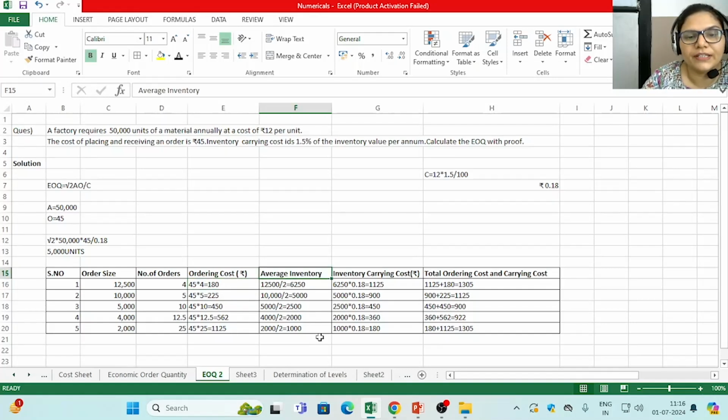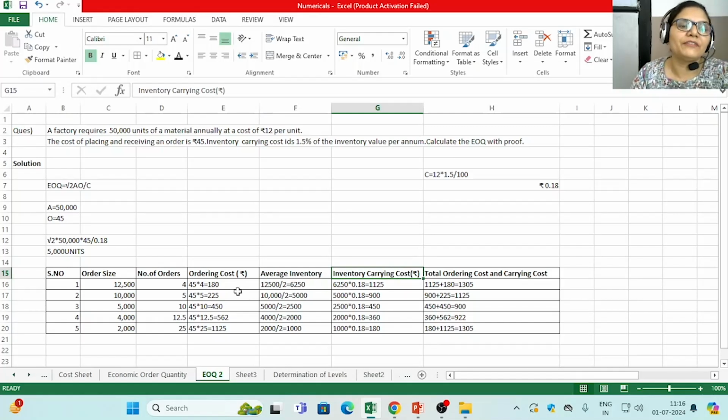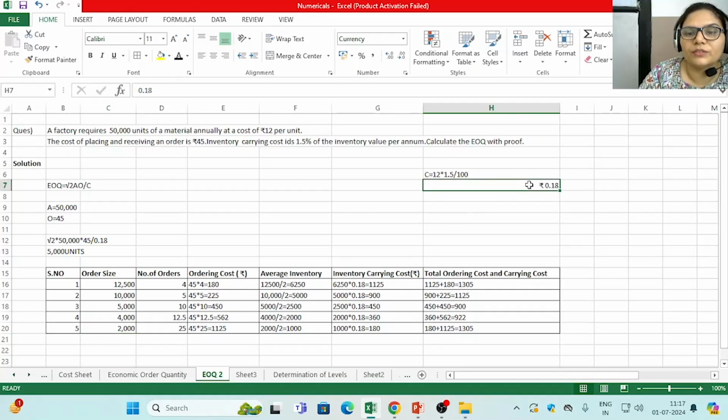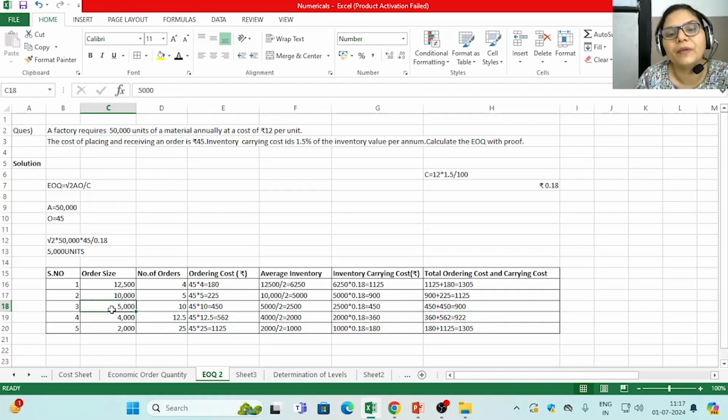Average inventory has been calculated for the purpose of calculating inventory carrying cost. So average inventory is order size divided by 2, which has given us these figures. Next is inventory carrying cost. Inventory carrying cost is average inventory into carrying cost per unit, which is 12 multiplied by 1.5%. So that comes out to rupees 0.18, which will give us these figures. Now these figures are arrived by addition of carrying cost plus ordering cost, and we analyze that when we order 5,000 units, our ordering cost and carrying cost are minimum. So this 5,000 will be your economic order quantity among various order sizes.